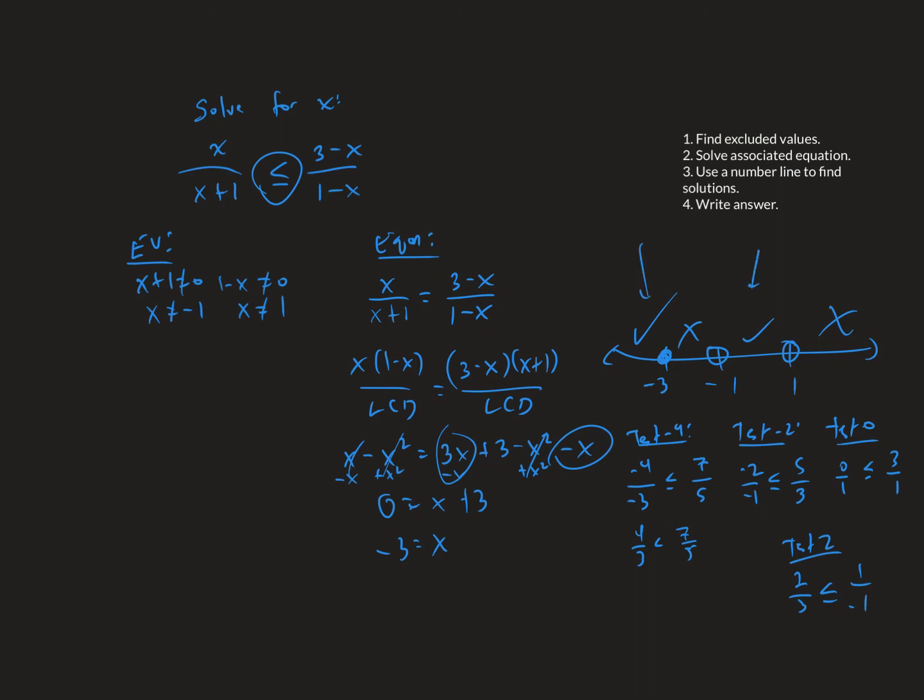So when I go to write my answer, x is an element of, starting at negative infinity and going to negative 3, but this time the negative 3 is included because it was a solution and my inequality had the equal sign. And then union negative 1 to 1, but neither of those is included. And there you go.